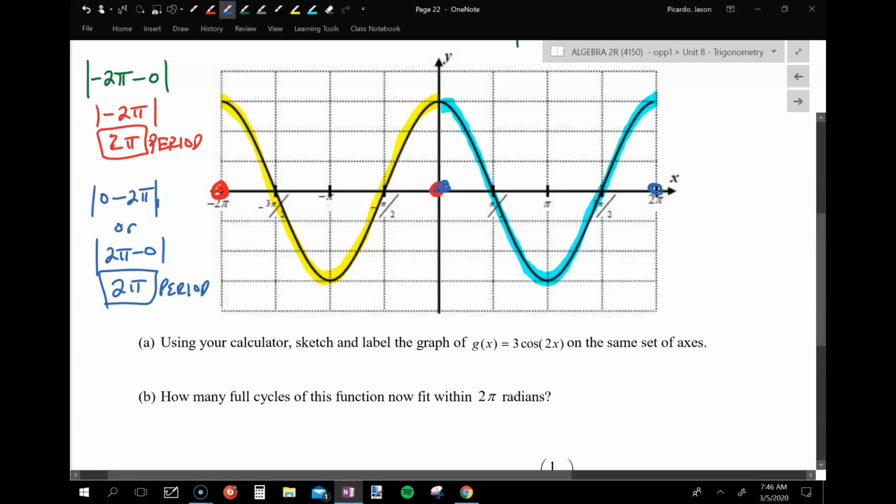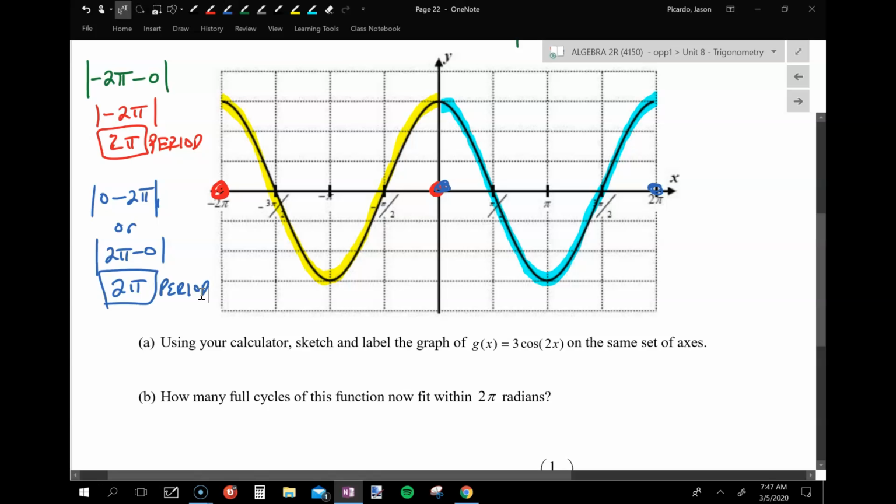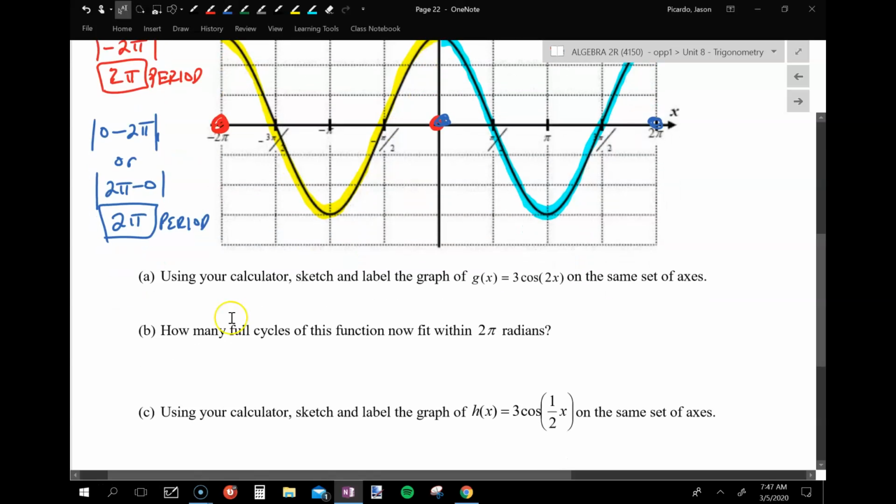Okay? The period is 2 pi. All right, let's put some vocab words together now. How many cycles fit in 2 pi space? How many cycles did I get in 2 pi space? 1.